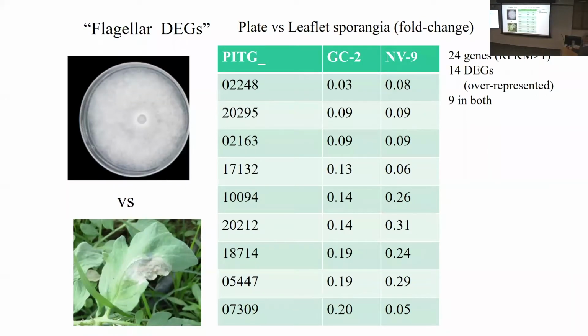So we looked at the genes that were significantly differentially expressed that had flagellum somewhere in the name. There were 24 such genes detected. 14 were DEGs. 9 were detected in both. And these are those 9. What you'll notice is that they are all in the same direction. That is, the expression of those genes in the sporangia from a plate is dramatically less than the expression of those genes in sporangia from a leaflet. That makes sense, right?